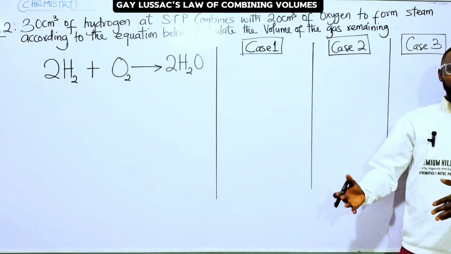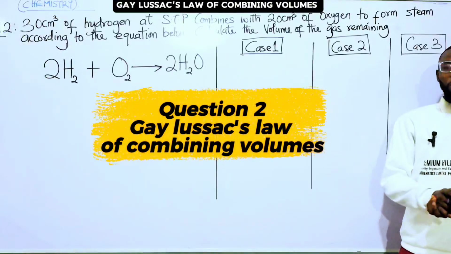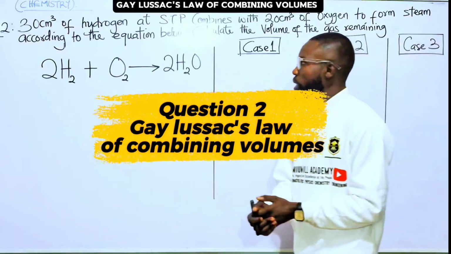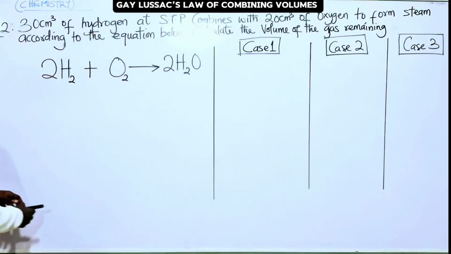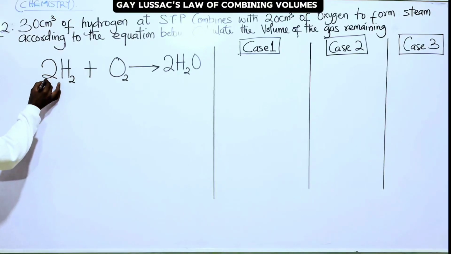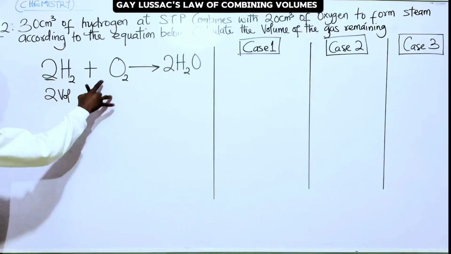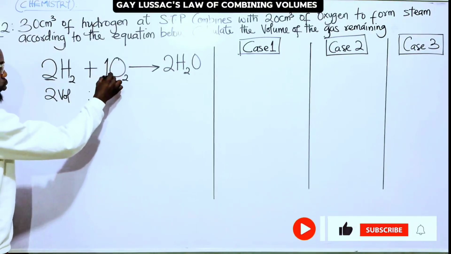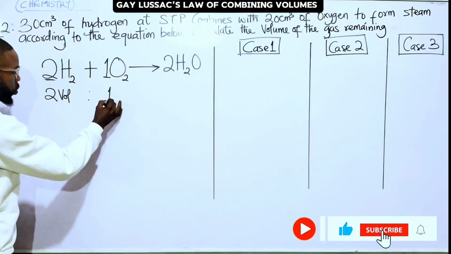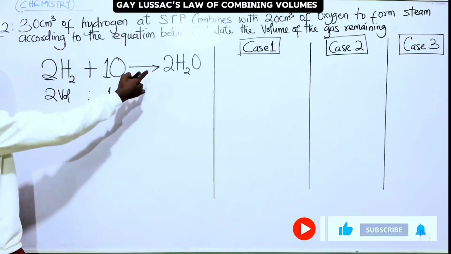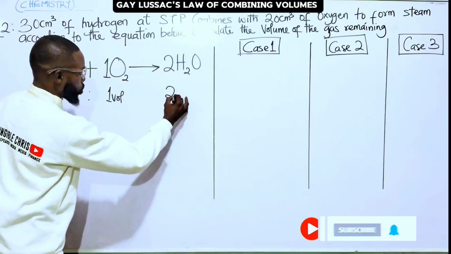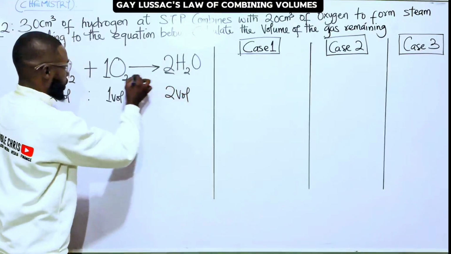Alright guys, let's look at question 2 as regards Lussac's law of combining volume. Right, the question says 30 cm cube of hydrogen. Now, before that, let's look at the mole, right? Since we have 2 mole here, it is 2 volume here, right? In ratio, there's nothing here, so we're assuming it to be 1, right? So we have 1 volume here. Also here, we have 2 here, so we're assuming it to be 2 volume here.